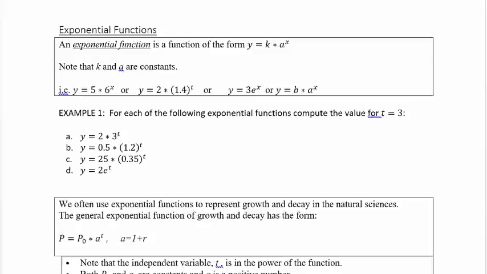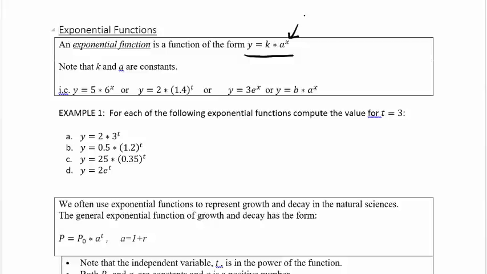So an exponential function has the form y equals k times a to the x. The key thing here is that our independent variable is up in the power. When we're talking about polynomials or linear functions, our variable is down in the base. But with exponential functions, our independent variable's in the power. Note here that k and a are both constants.